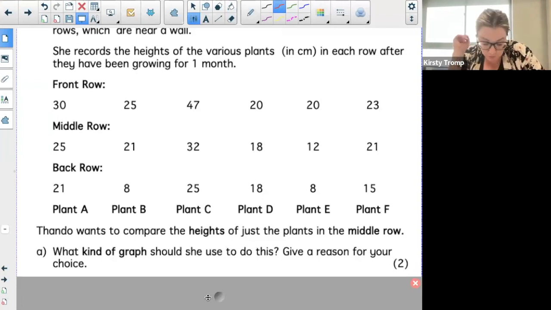What kind of graph should she use to do this? So what kind of graph should Tando use if she wants to compare the height of the plants in just one row? What do you guys think? You can tell me in the chat, or you can tell me with your hands, no problem. All right. Katlego, what do you think?